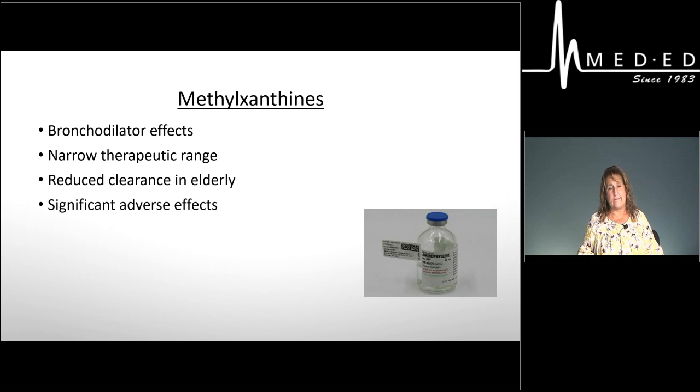The methylxanthines are what I referred to a little bit ago as aminophylline or theophylline, and those have bronchodilator effects as well. And those are drugs that have been around for ages. They have a very narrow therapeutic range. Some patients you may see, they have oral forms and they also have IV forms. And you might see patients on some of these medications occasionally, but not as frequently as we used to. They have reduced clearance in the elderly, so you have to be careful when you're using it on the elderly population, and they do have significant adverse effects.